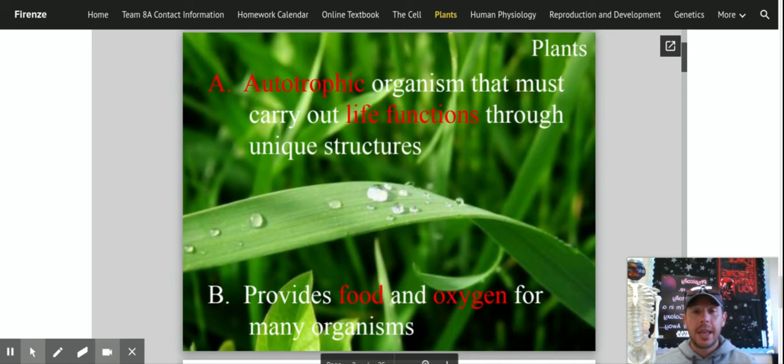And the main food that they make is sugar. And we're going to get to that in a little bit. Now, plants do something for us. They provide us with food and oxygen. Oxygen is a good thing. I love breathing oxygen. It keeps me alive.